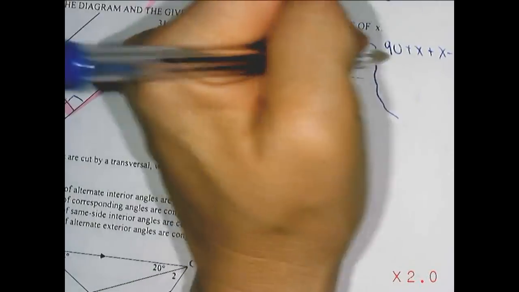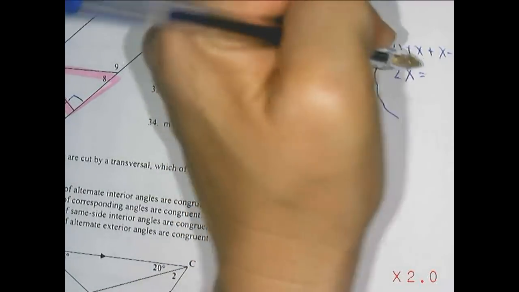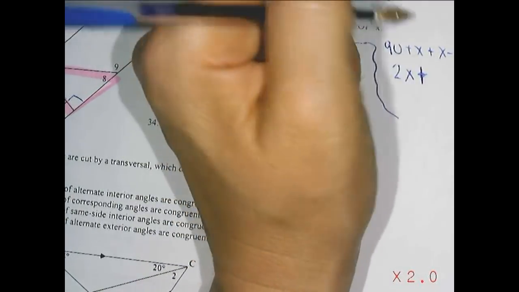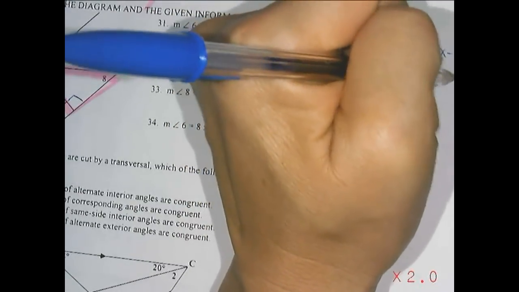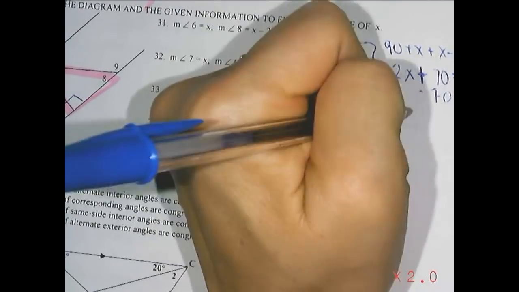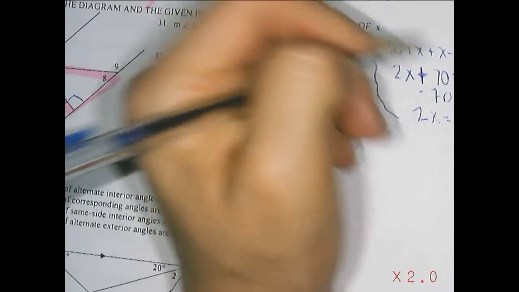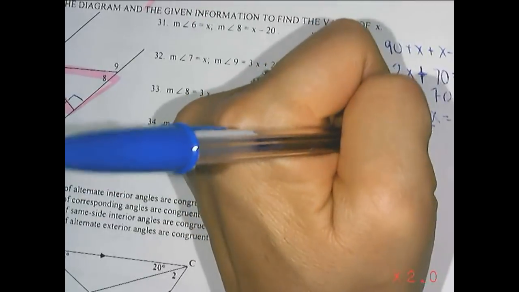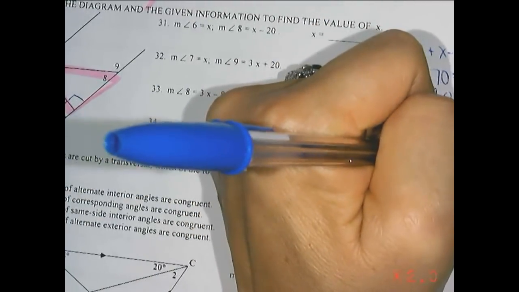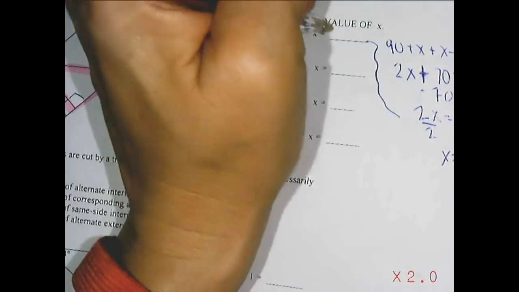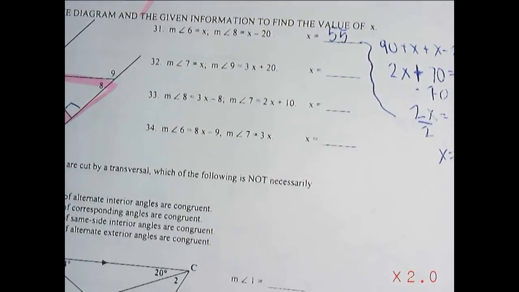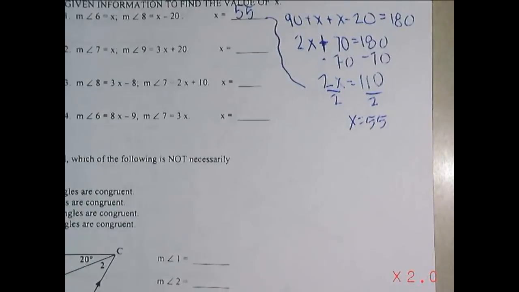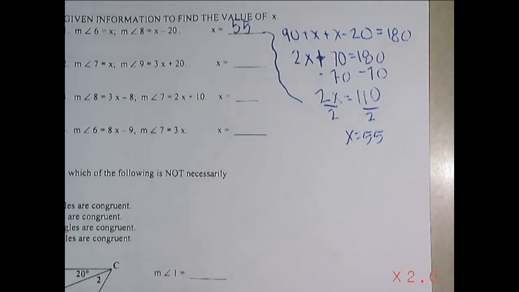minus 20 equals 180. I'm going to combine like terms, and I'm going to end up with 2x plus 70 equals 180. I'm going to subtract 70, and I'm going to get 2x equals 110. I'll divide by 2 and divide by 2. X equals 55. So up here, x equals 55. Oh my goodness, you can't see what I just did. I'll leave it there so hopefully you can see.